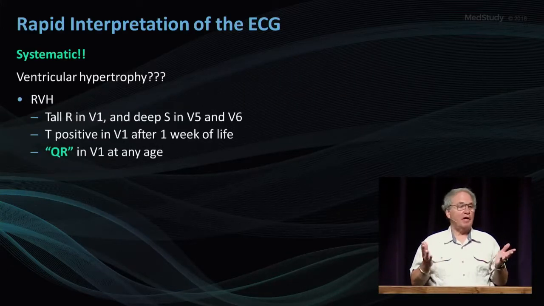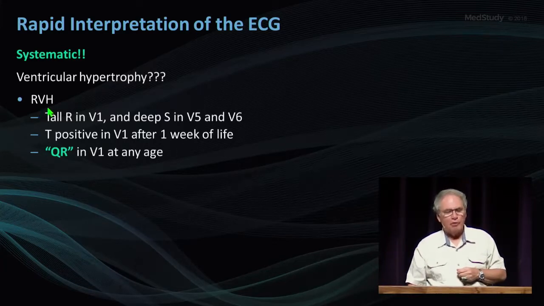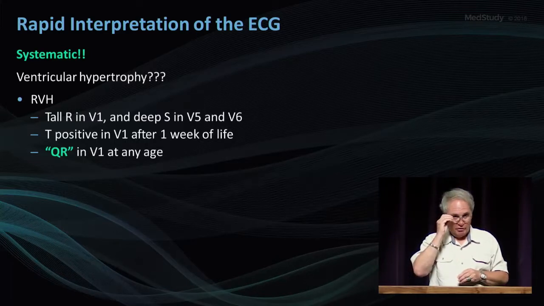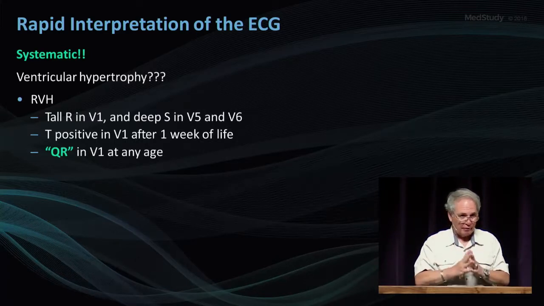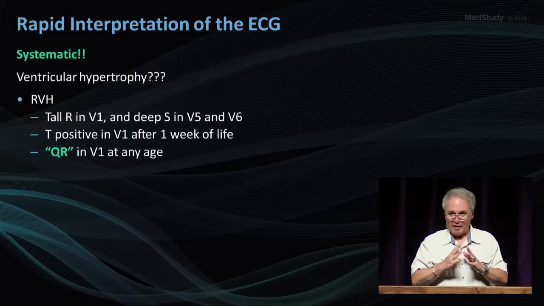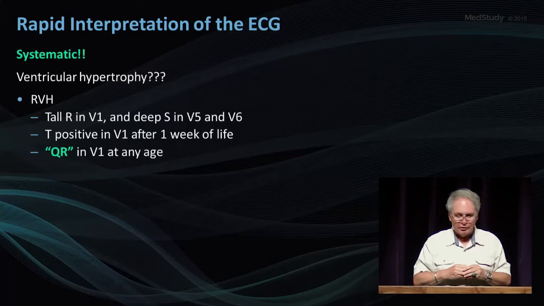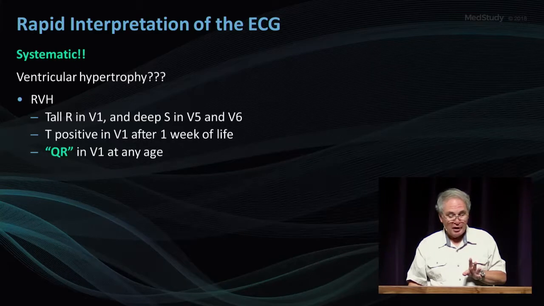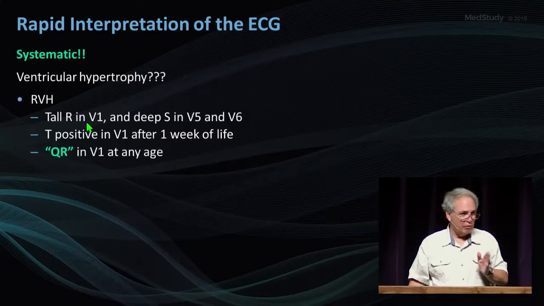And finally, ventricular hypertrophy. Is there any evidence of ventricular hypertrophy? How do you determine right ventricular hypertrophy? Remember that I told you that V1 and V2 provide an excellent look at the right ventricle. So if you see very tall, abnormally tall R waves in V1 and V2, that's a sign of right ventricular hypertrophy. It is often accompanied by a reciprocal deep S wave in V5 and V6, the left-sided leads. But tall R in V1 and V2, right ventricular hypertrophy.